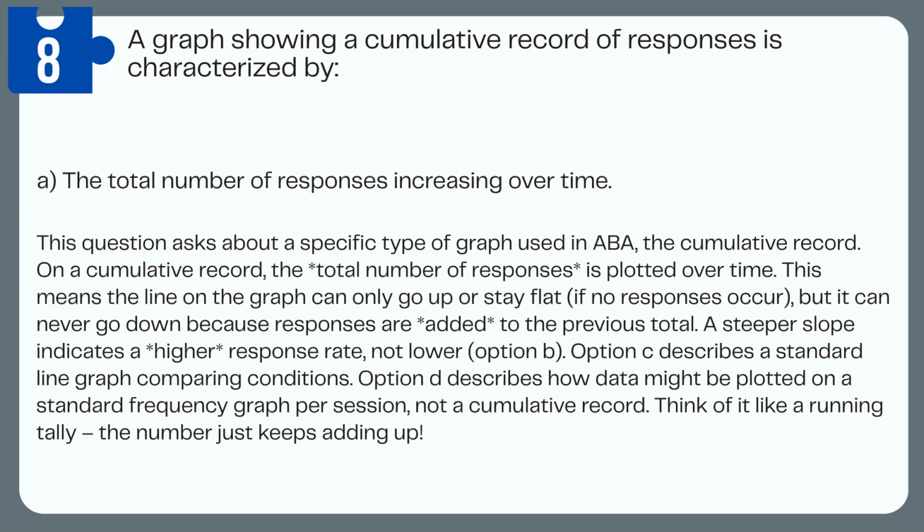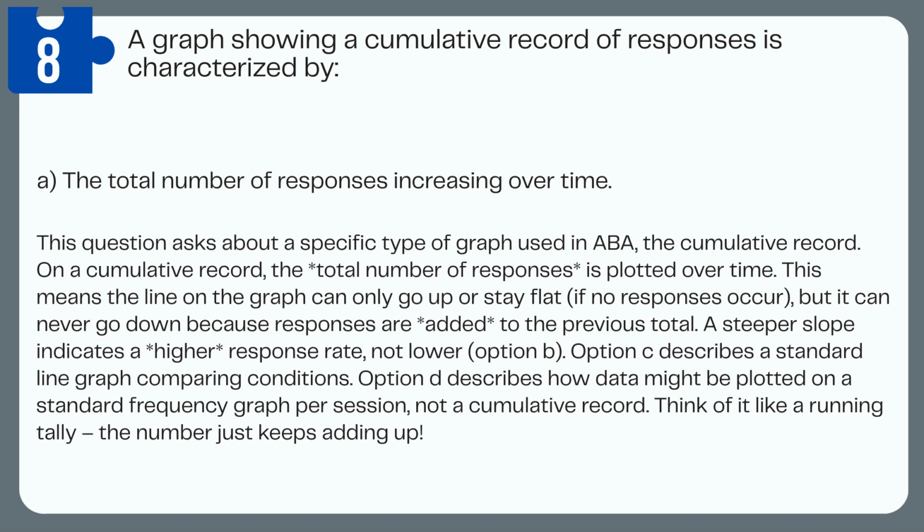Answer: A. The total number of responses increasing over time. This question asks about a specific type of graph used in ABA, the cumulative record. On a cumulative record, the total number of responses is plotted over time. This means the line on the graph can only go up or stay flat if no responses occur, but it can never go down because responses are added to the previous total.